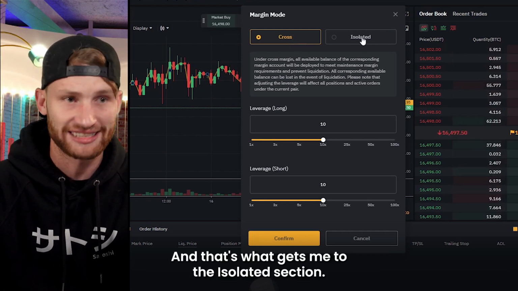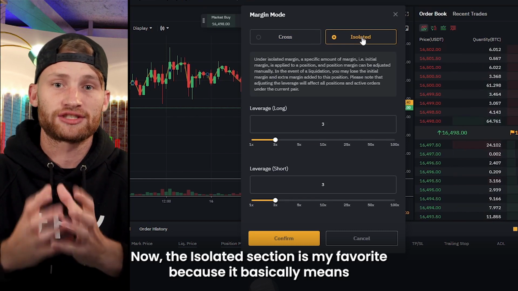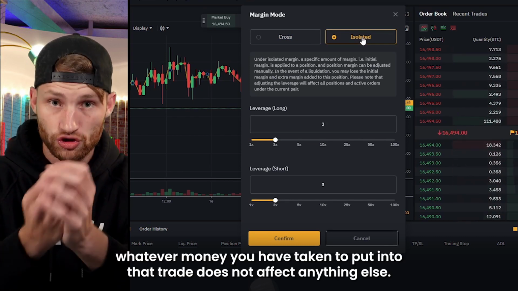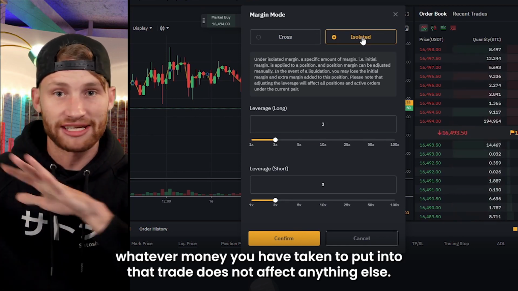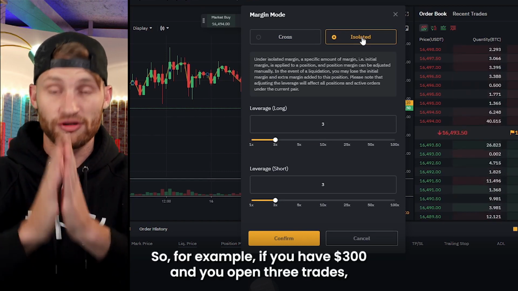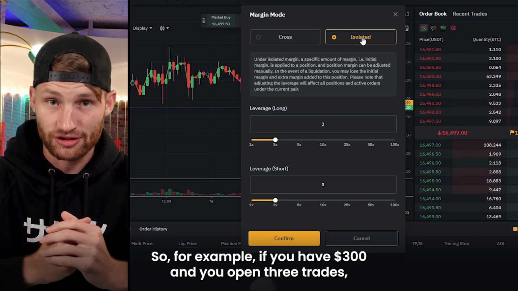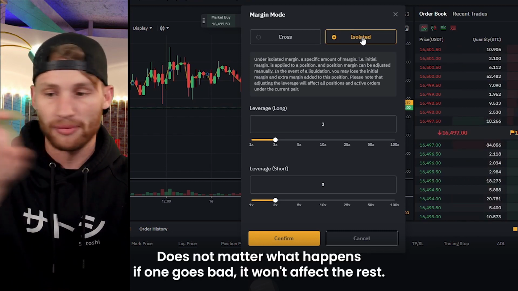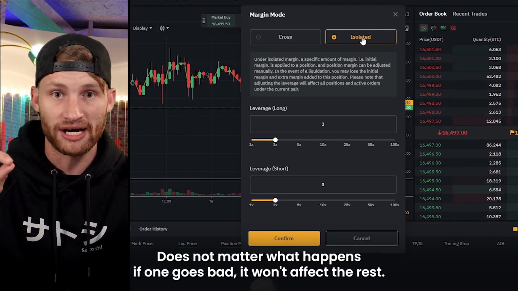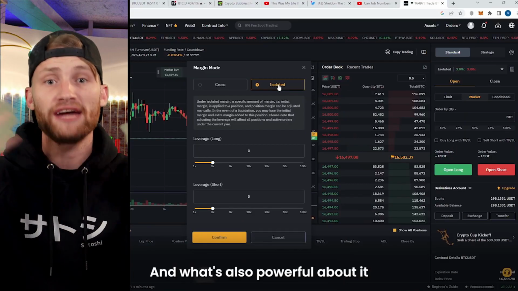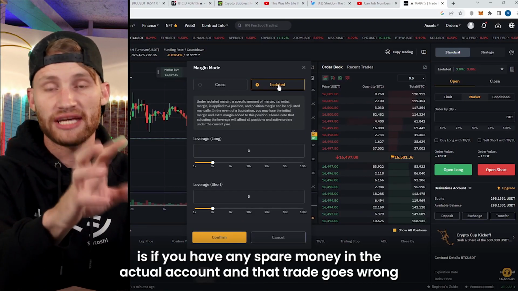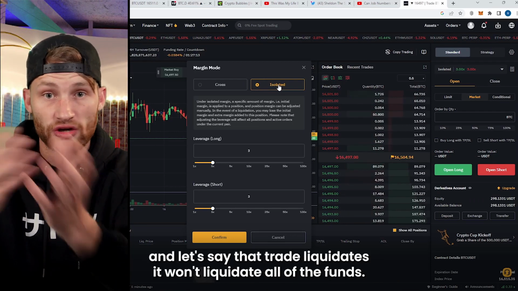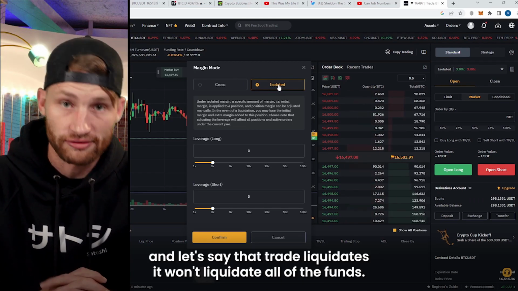And that's what gets me to the isolated section. Now the isolated section is my favorite because it basically means whatever money you have taken to put into that trade does not affect anything else. So for example, if you have $300 and you open 3 trades, $100 in Bitcoin, $100 in Ethereum, $100 in Cardano, it does not matter what happens if one goes bad, it won't affect the rest. And what's also powerful about it is if you have any spare money in the actual account and that trade goes wrong, and let's say that trade liquidates, it won't liquidate all of the funds.